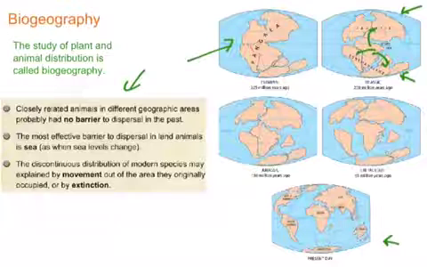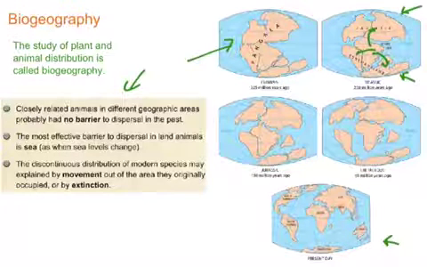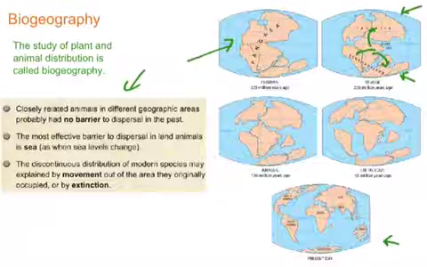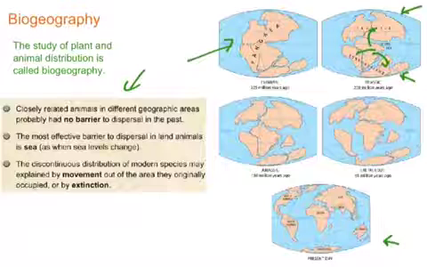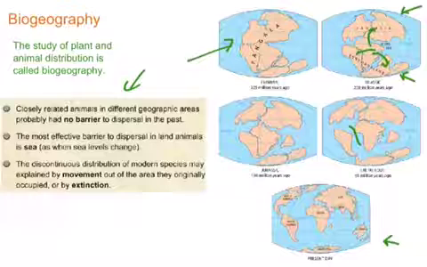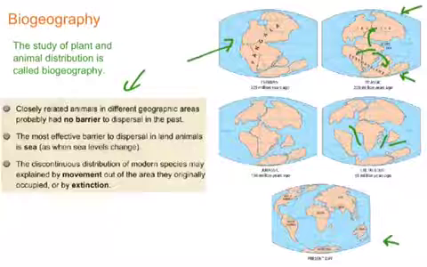First of all, closely related animals in different geographic areas probably once had no barrier to dispersal in the past. By that they mean there were no barriers like the ocean or the sea, or in some cases mountains even, and that they could freely move across continents to different areas and so disperse. Secondly, the most effective barrier to dispersal now in land animals is the sea. As sea levels rose, or as continents moved apart, the ocean formed barriers between these continents.